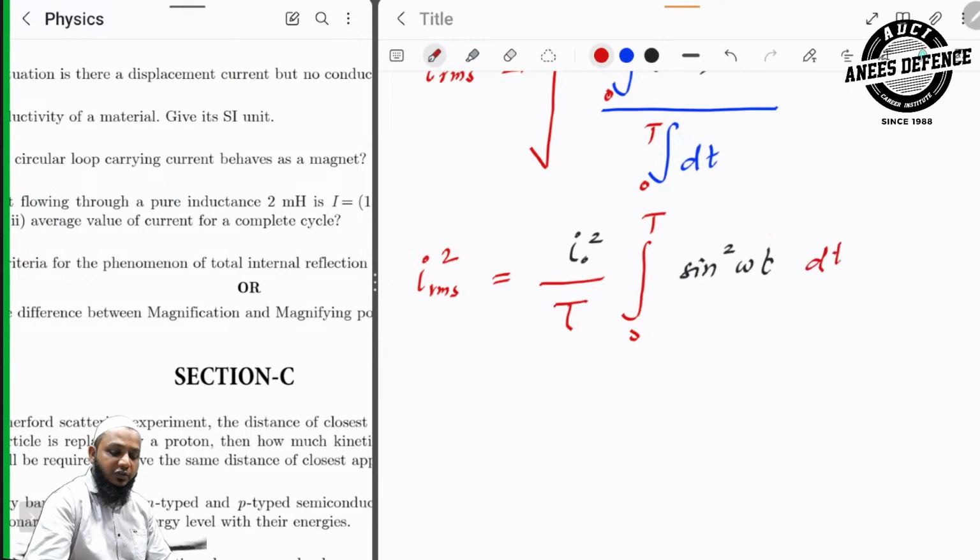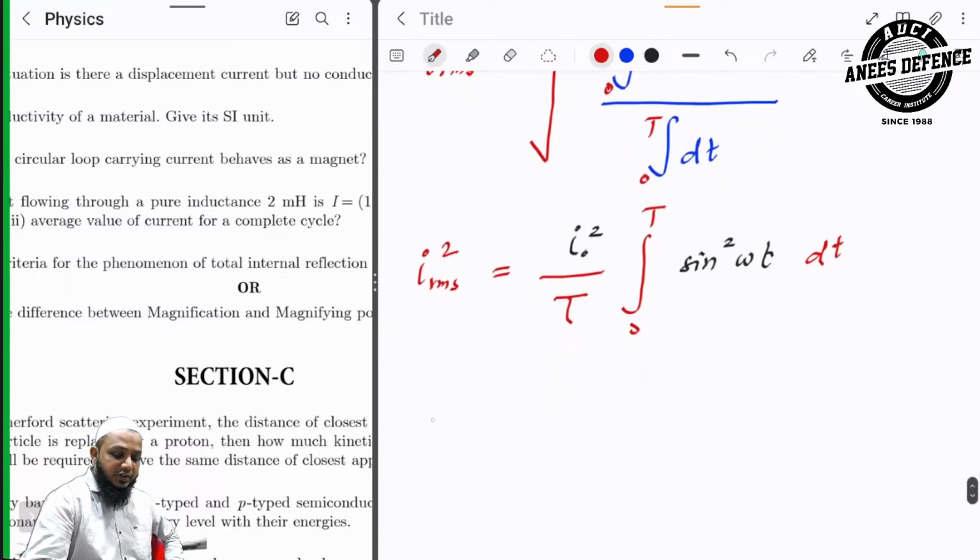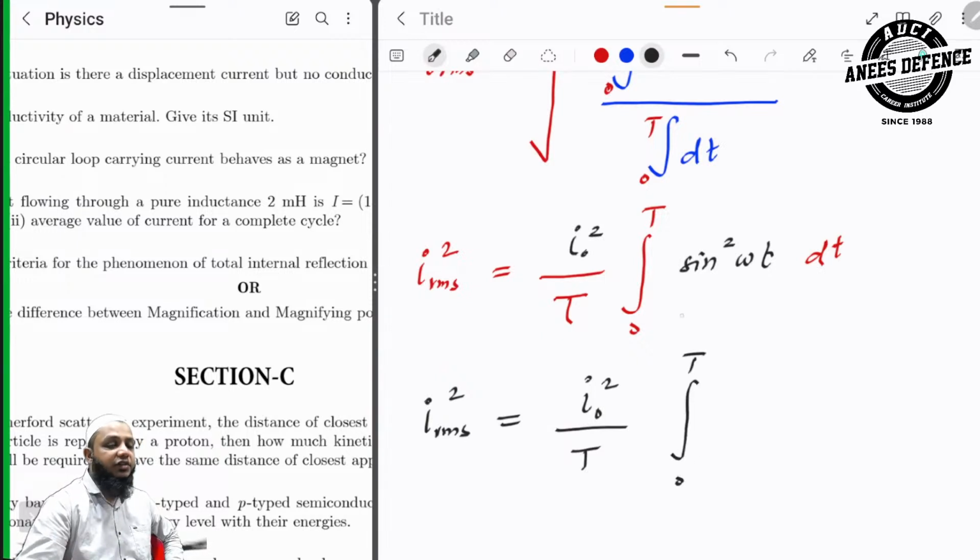Because I of t is squared, and I of t is I naught sin omega t, so squaring it gives I naught square into sin square omega t. Now tell me, what will be the next step? I RMS square will be equal to I naught square upon capital T, integration 0 to capital T. What is sin square theta? Do you know what sin square theta is? According to trigonometry, it is 1 minus cos 2 omega t upon 2.